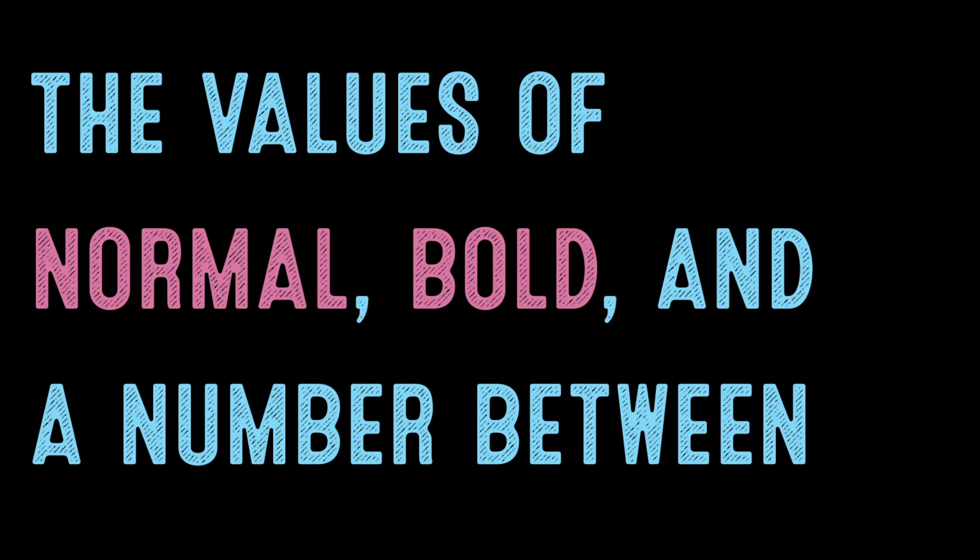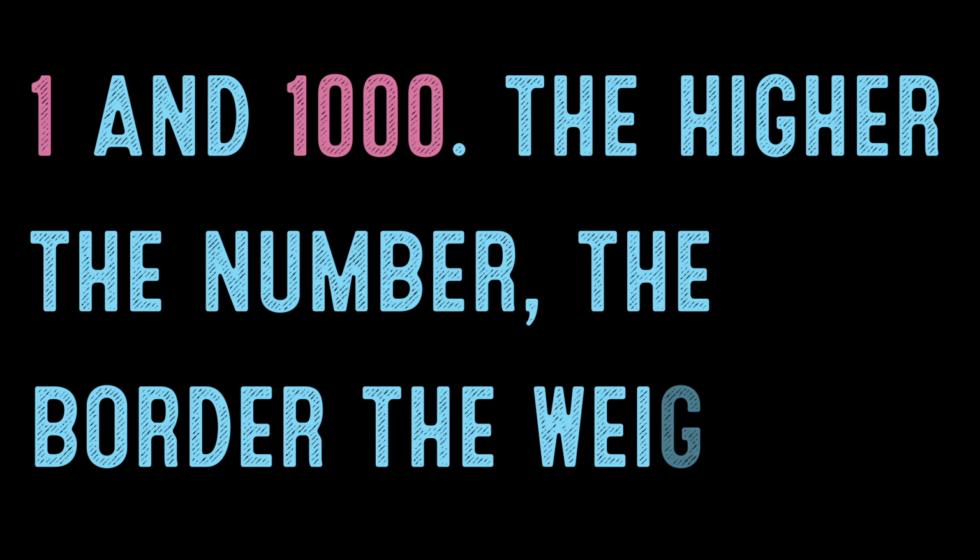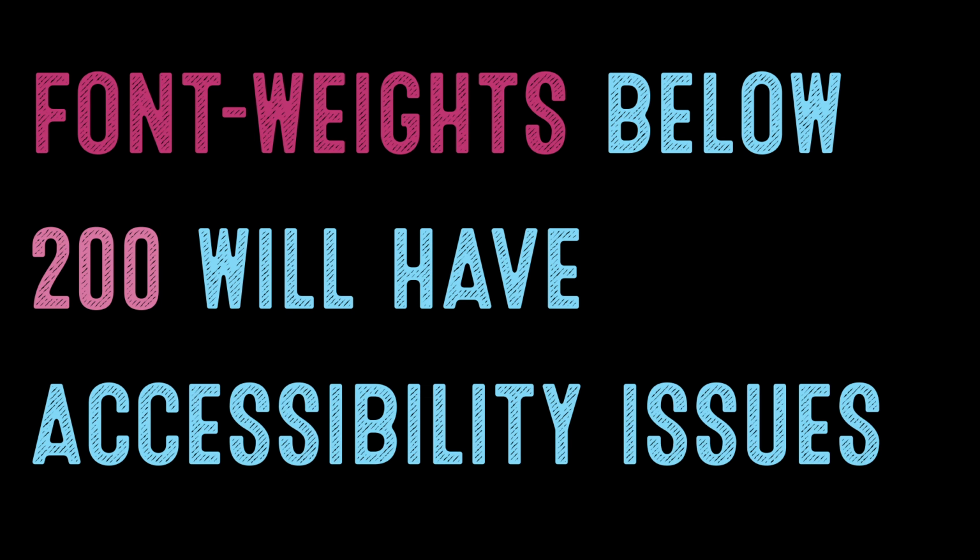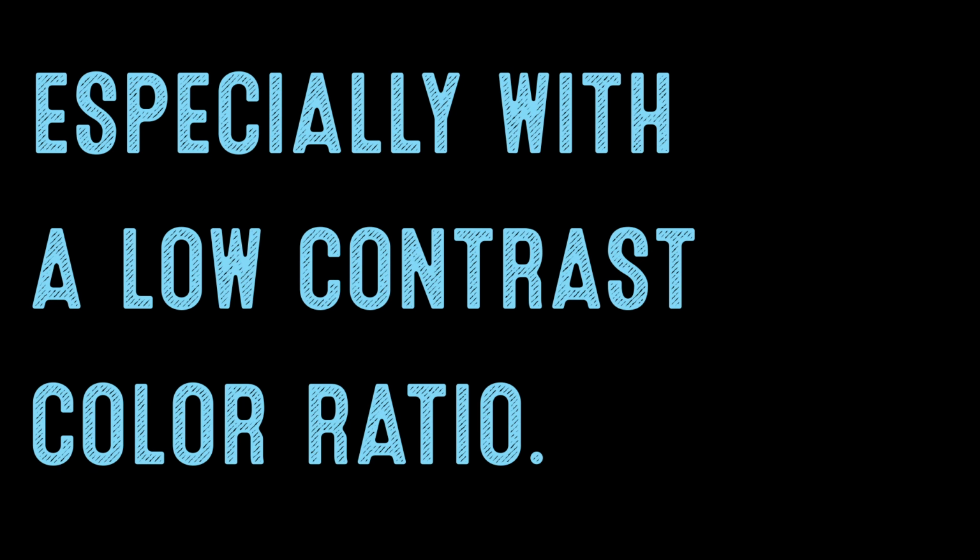Font weight accepts the values of normal, bold, and a number between 1 and 1,000. The higher the number, the bolder the weight. In general, 100 is thin, 300 is light, 400 is normal, 500 is medium, 600 is semi or demi-bold, 700 is bold, 800 is extra bold, and 900 is black. Font weights below 200 will have accessibility issues, especially with a low contrast color ratio.